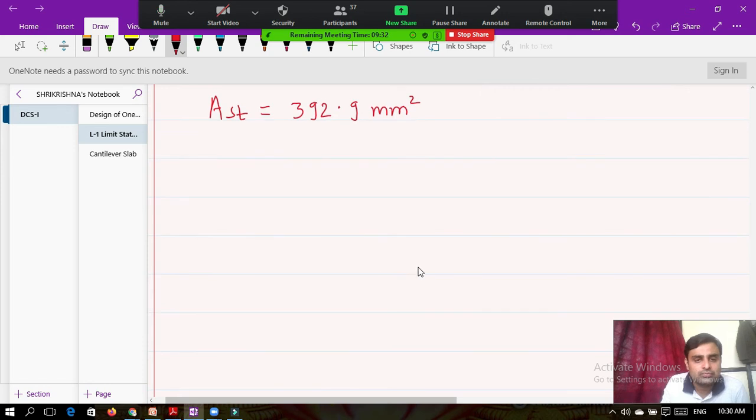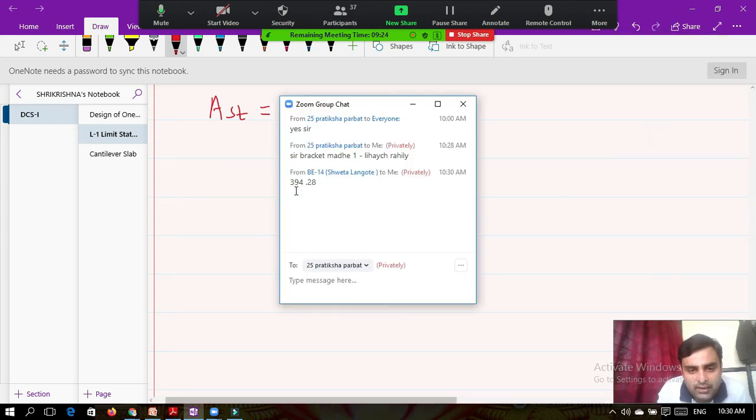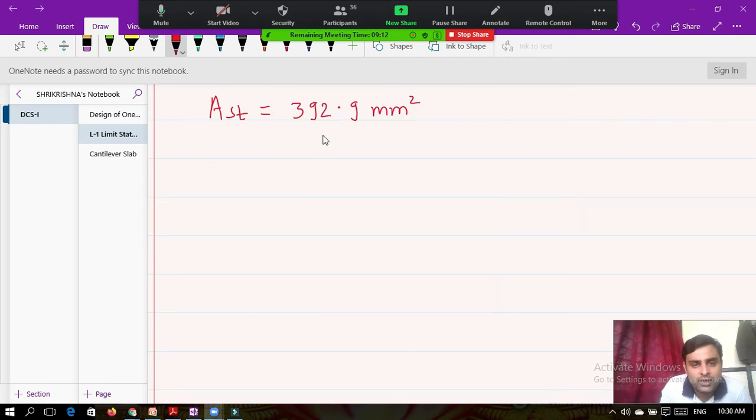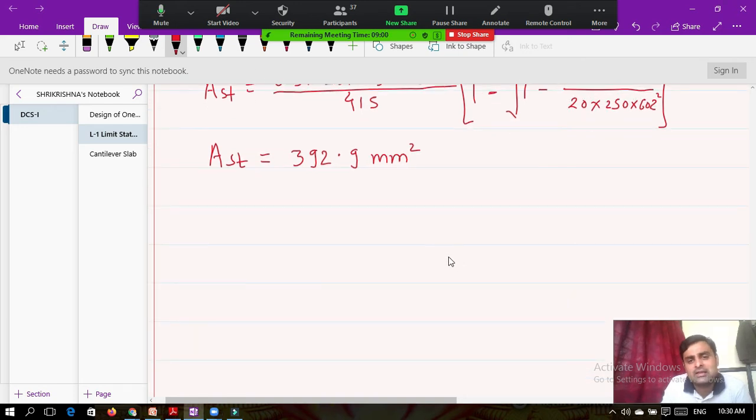So now we have assumed 16 mm bar diameter, right? So calculate number of bars now. We have 394.28. Somebody is telling me the answer, 394.28. Okay. So 392, 394, it is okay now. Not much difference. You can take 394 also, 392 also. Because this calculation is very big, while solving the bracket there may be change in the answer and that change is accepted, no problem.